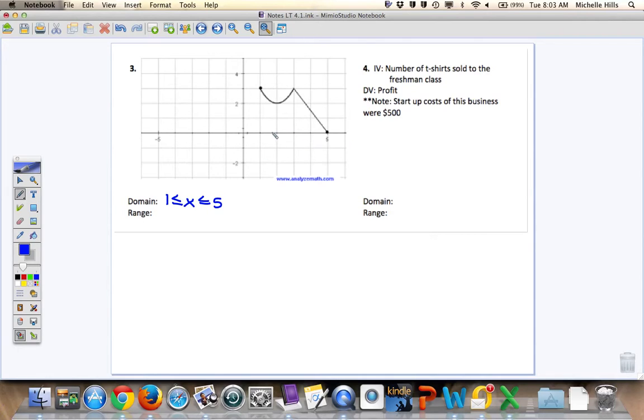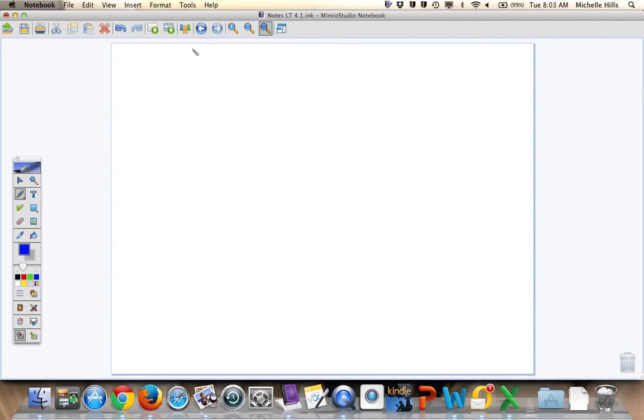The range is y, so the furthest down this goes is 0 for y, and the furthest up this goes is 3. So 1 is less than or equal to y is less than or equal to 3. Now, there were a couple things that didn't show up on these, so I want you to turn your paper over, please, and put these two on the back. So we're going to say this is 5 and 6.